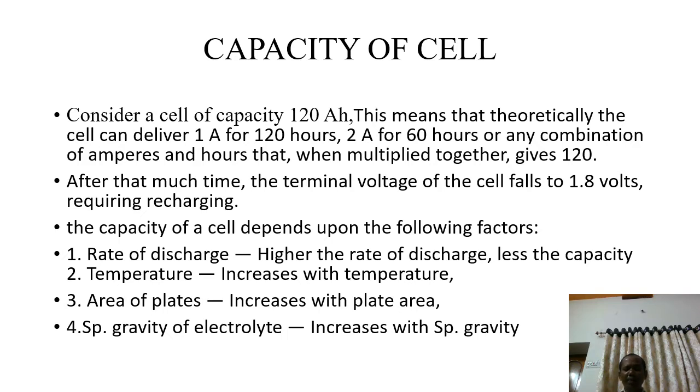Means 1 ampere into 120 hours is 120 ampere hours. This is the capacity of the battery or cell. Next, the second one, 2 into 60, which is equivalent to 120 ampere hours. This is the capacity of the cell. After that much time, the terminal voltage of the cell falls to 1.8 volts, requiring recharging. Right? When it falls to 1.8 volts, it requires recharging of the battery.